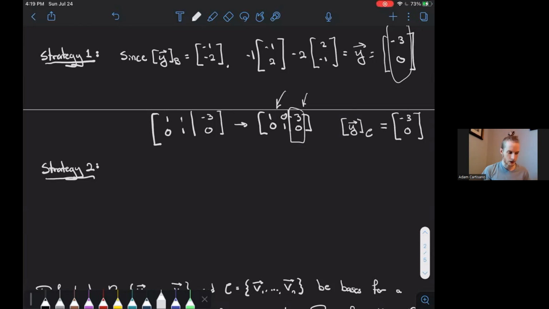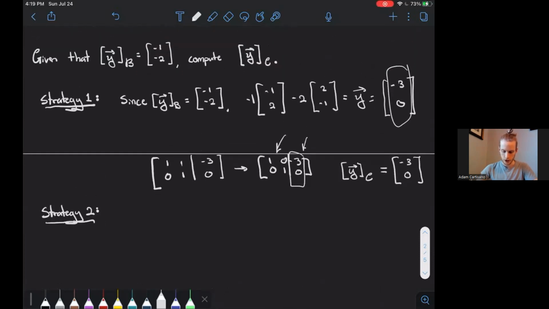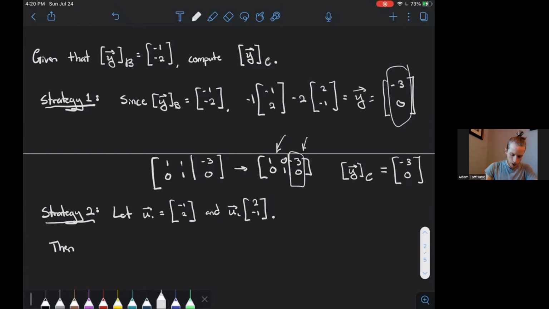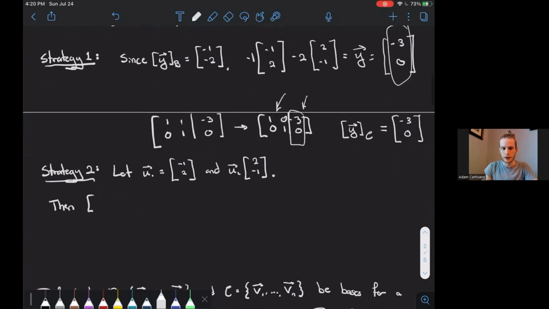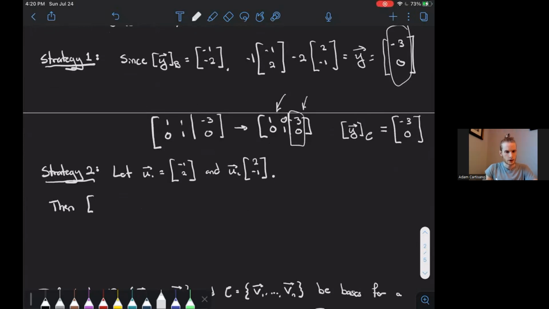But well, okay, let's actually see what strategy 2 looks like. So instead of computing directly the coordinate vector of y with respect to c, I'm going to let u1 be the first column of b, (-1, 2), and u2 be the second basis vector, (2, -1). Then we're going to do something clever. We're going to compute the coordinate vectors of u1 and u2 with respect to c.